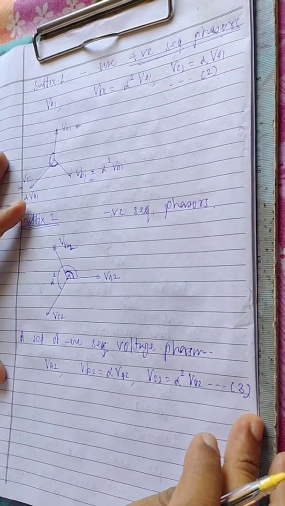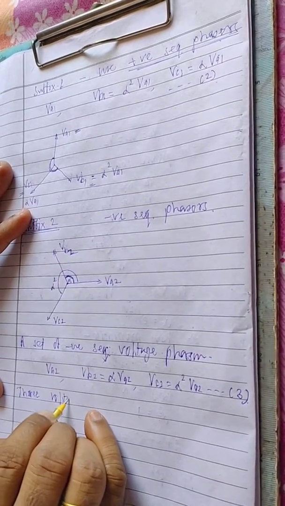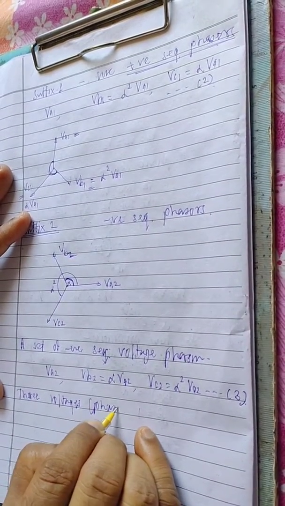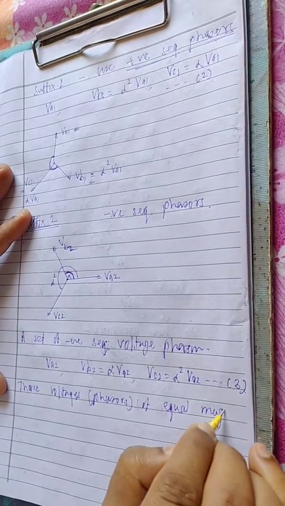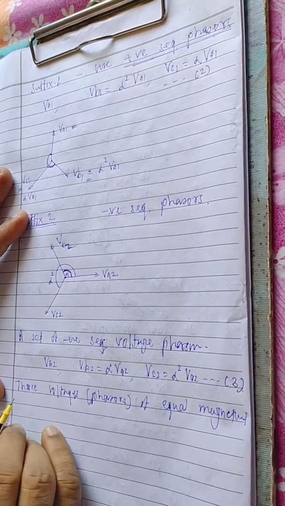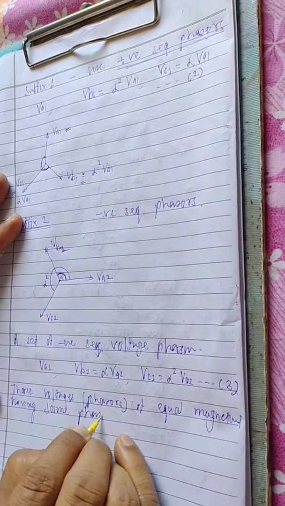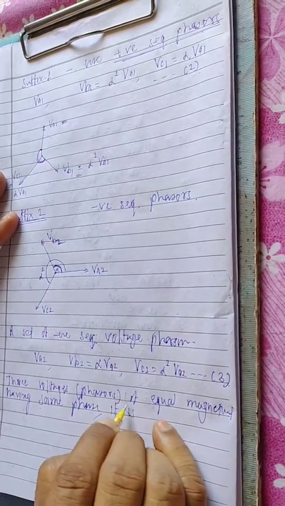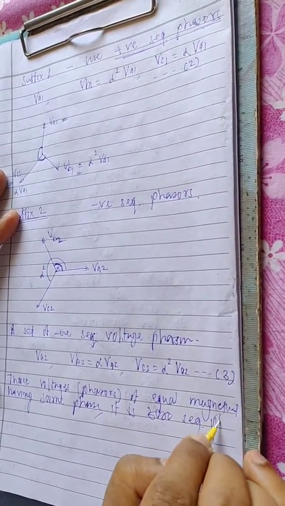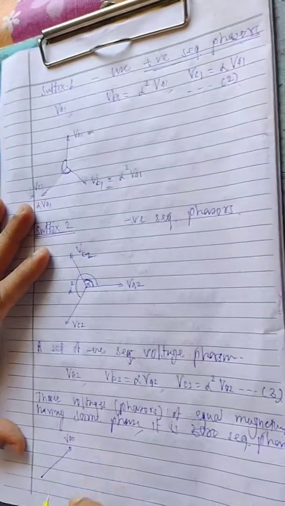Now, when three voltage phasors are equal in magnitude and have the same phase, they are called zero sequence phasors. These are the zero sequence voltage phasors.